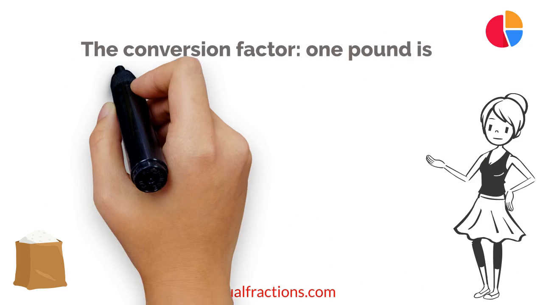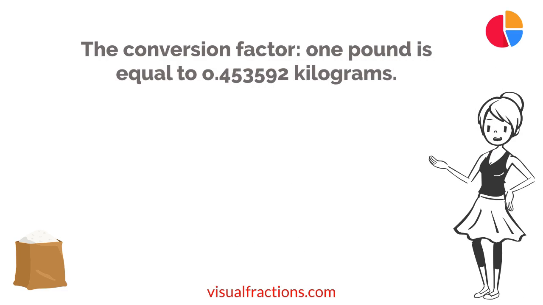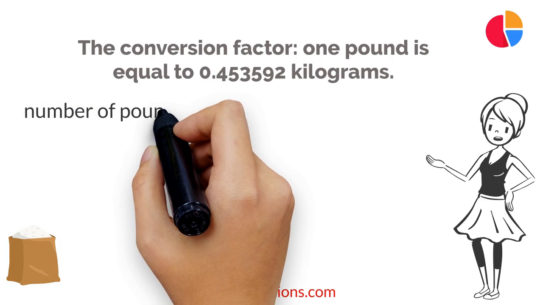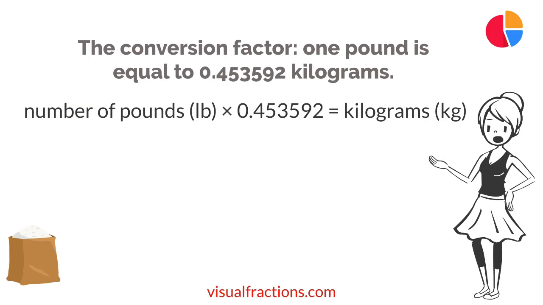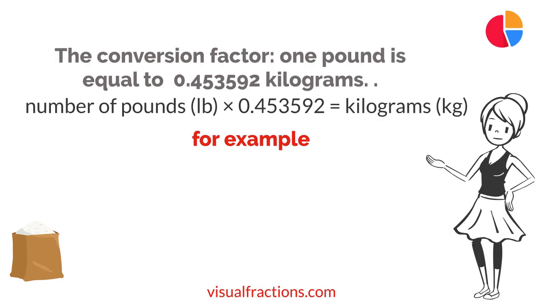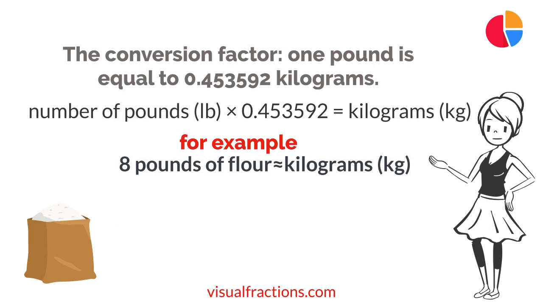1 pound is approximately equal to 0.453592 kilograms. To convert pounds to kilograms, all you need to do is multiply the number of pounds by this conversion factor. Let's walk through an example. Suppose you have 8 pounds of flour that you need to convert to kilograms.